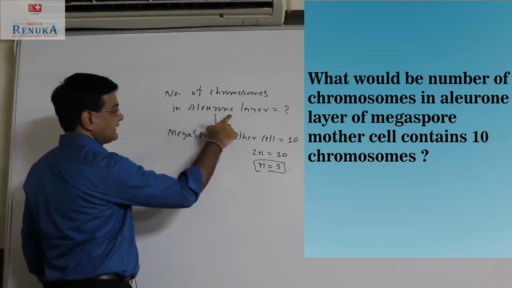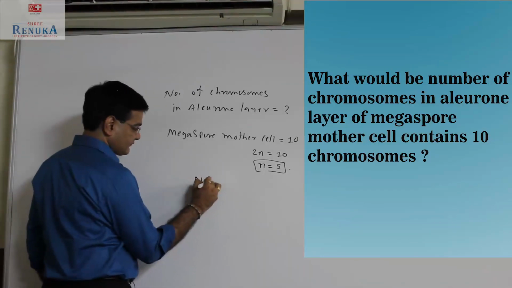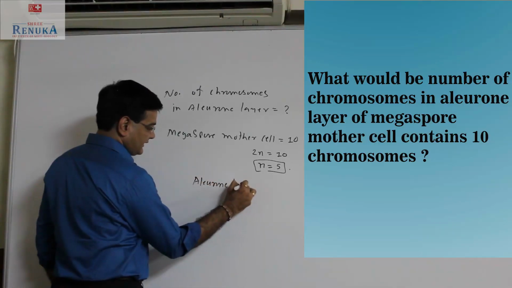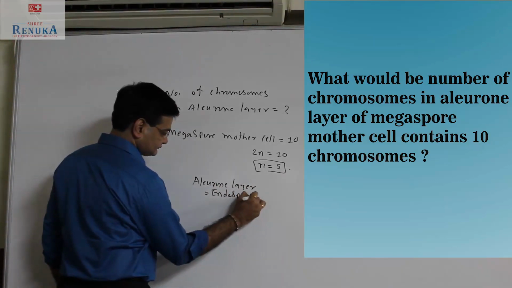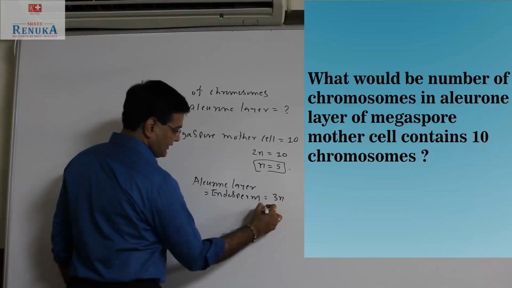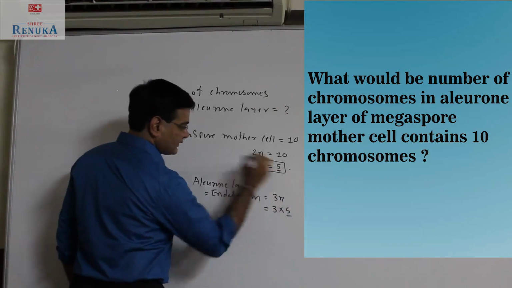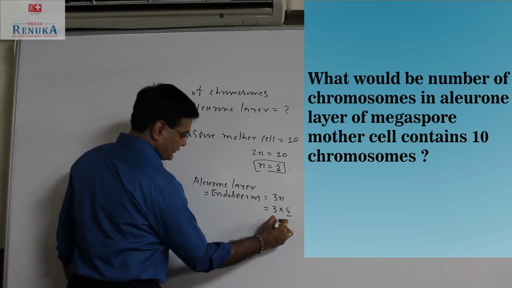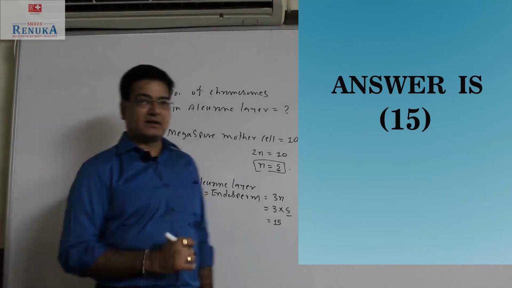But aleurone layer is a kind of endosperm. Remember that aleurone layer is kind of endosperm, and endosperm is always triploid, and that's why 3 into 5 as n is equal to 5. The number of chromosomes found in the aleurone layer is 15 over here.